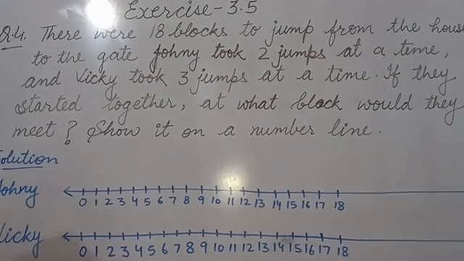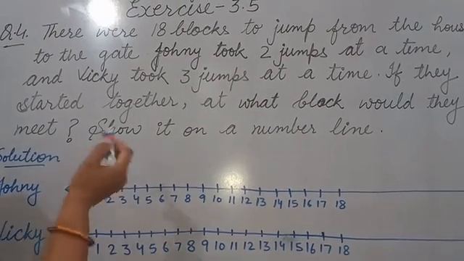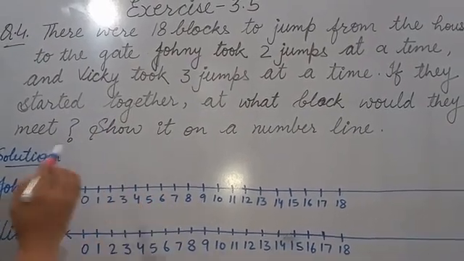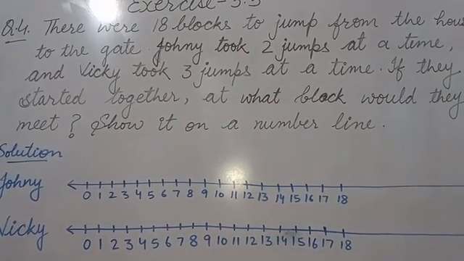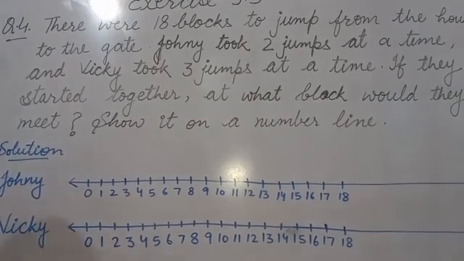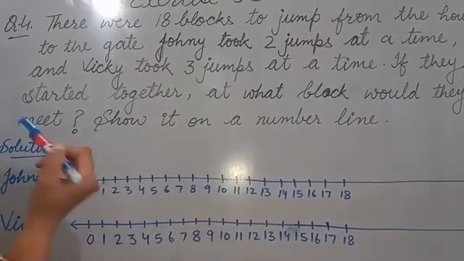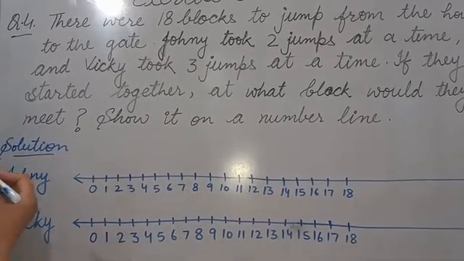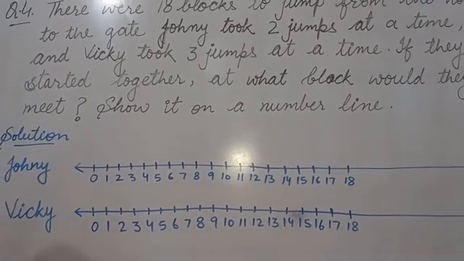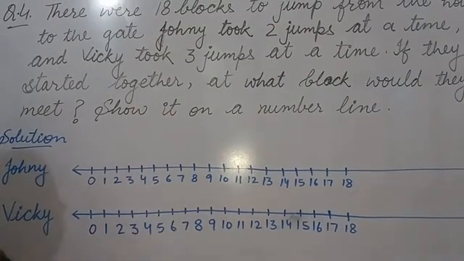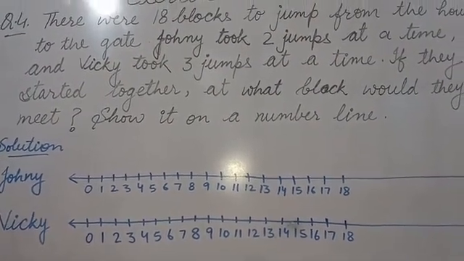And Vicky took 3 jumps at a time. If they started together, at what block would they meet? Okay, show it on a number line. You have to show them on a number line. Okay, like the question number 1.